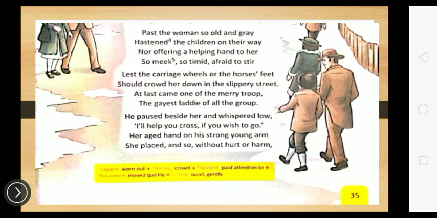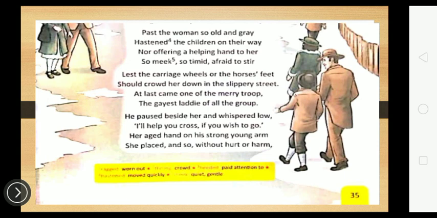Stir means to make something go round and round. If there's a liquid and you are mixing sugar in the water with the help of a spoon, at that time you stir that solution with the spoon. That process is called a stir. So afraid to stir, here it means afraid to meet her, lest the carriage wheels or the horse's feet should crowd her down in the slippery street.